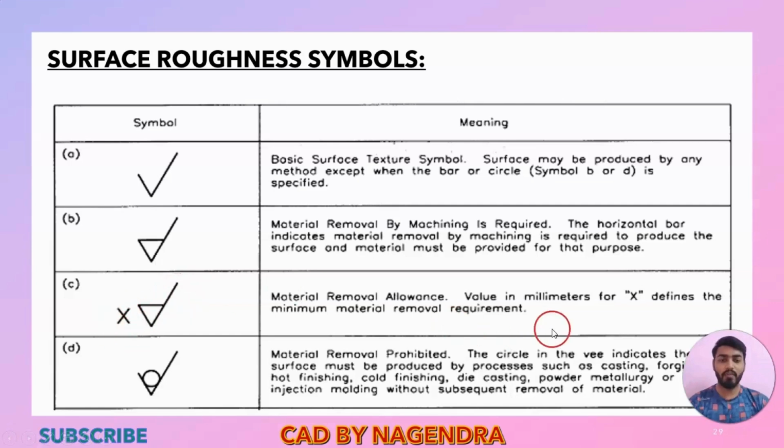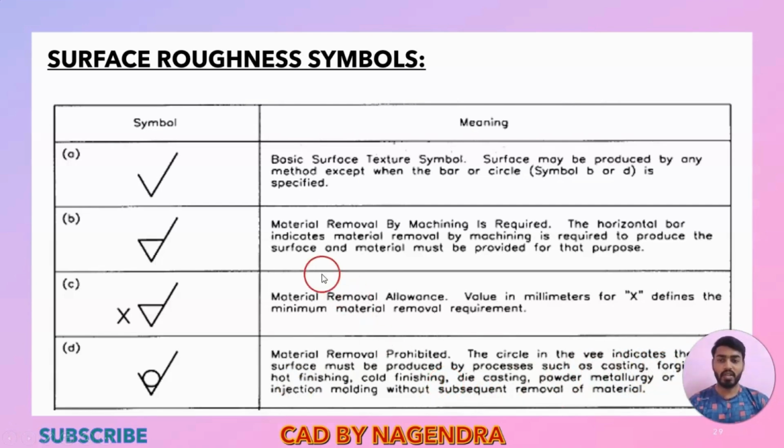In the place of X, we will mention how much depth of material we need to remove in millimeters, like this. Last, we have this one with a circle: material removal prohibited. The circle in the V indicates the surface must be produced by a process such as casting, forging, hot finishing, cold finishing, die casting, powder metallurgy or injection molding without subsequent removal of material. So here we should not remove any material; we need to get the required surface finish using production methods such as casting, forging, etc.